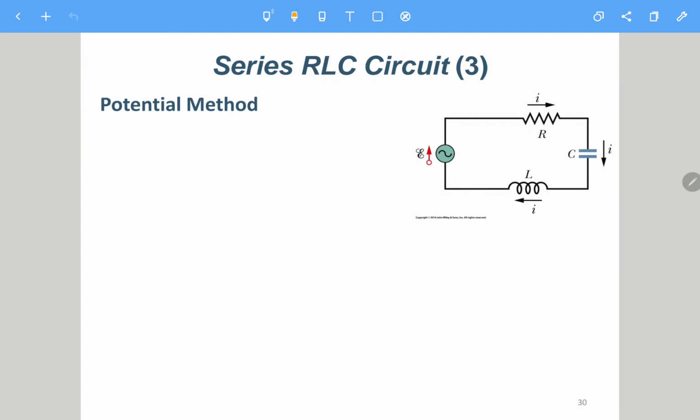Okay, so here I can try to tell you why it is like that with some so-called rigorous mathematical derivation. Actually, we can try to solve this by writing the ODE governing this circuit.